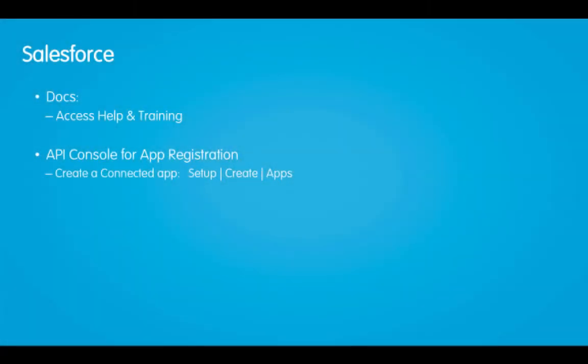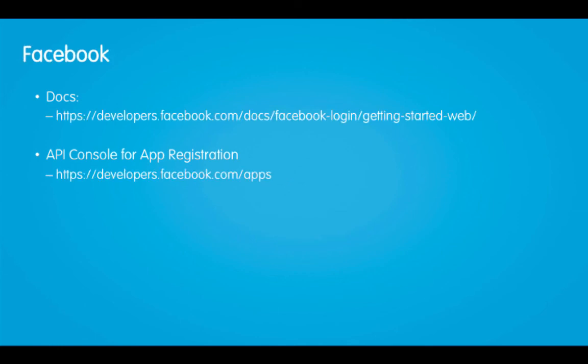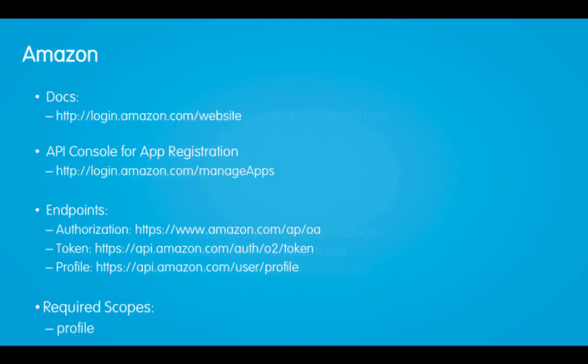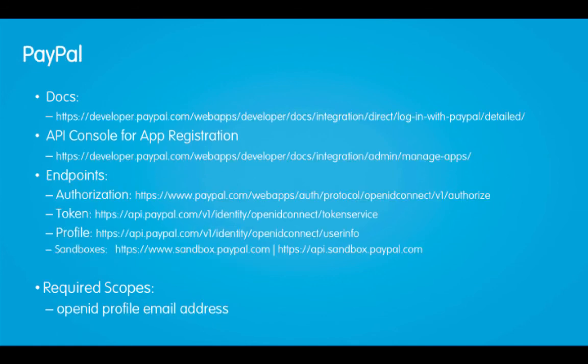Let's take a look at a few tips on setting up our other types of auth providers. For Salesforce, you can always get to documentation through the help and training. To create a new connected app, go to Setup, Create Apps, and click on New Connected App. Login with Facebook is also built into the platform. We just walked through Google, but here are some handy URLs. Here's similar information for login with Amazon, including their docs, API console for app registration, and OpenID Connect endpoints. And finally, PayPal. Notice PayPal also includes options for sandboxes.